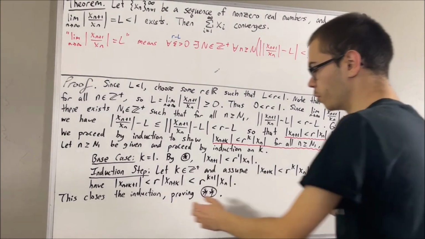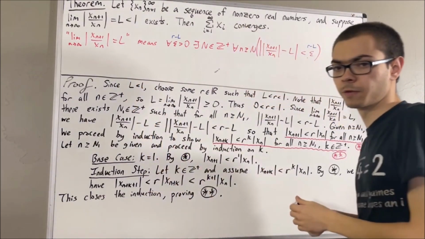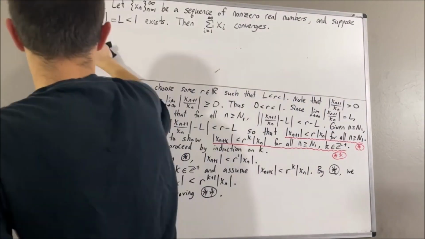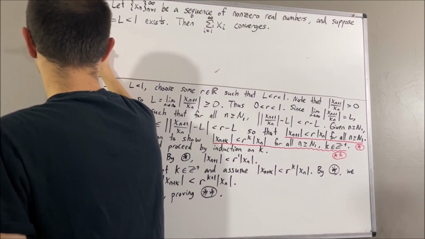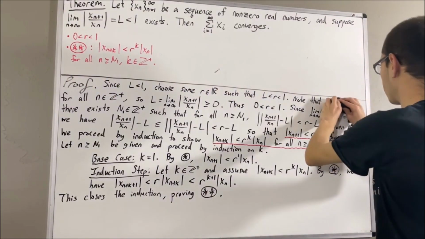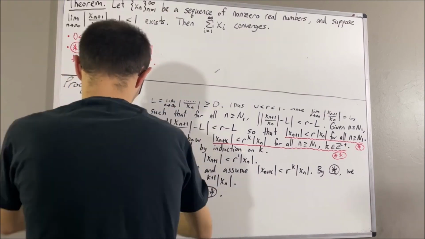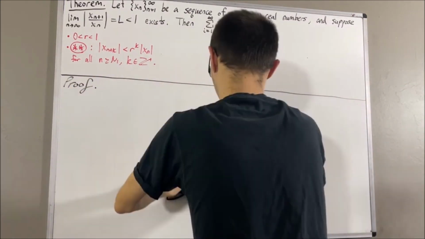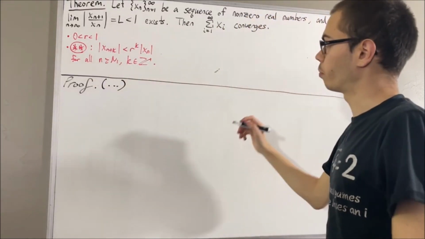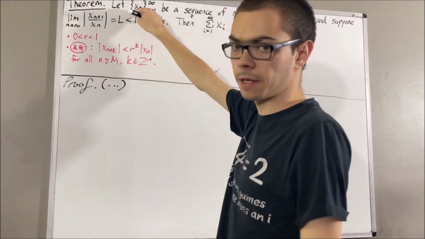So now we're going to move back up to the top because we're going to be moving into the next important part of the proof. For the next part of the proof, we're going to prove that the limit of the sequence x_n is equal to 0.